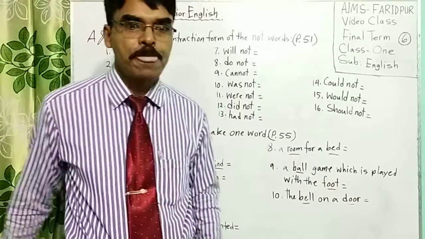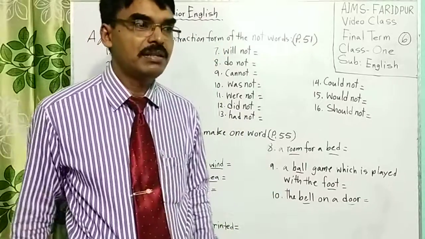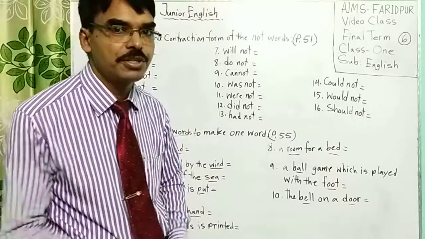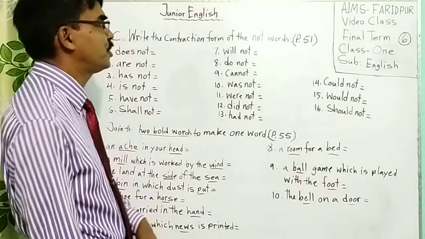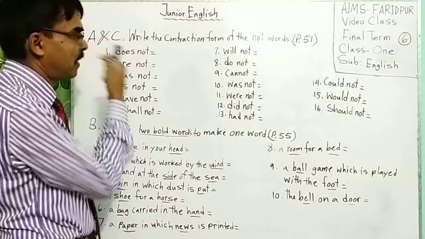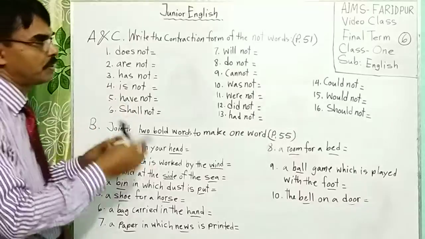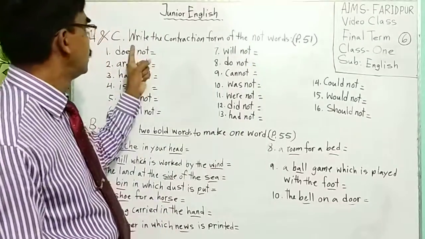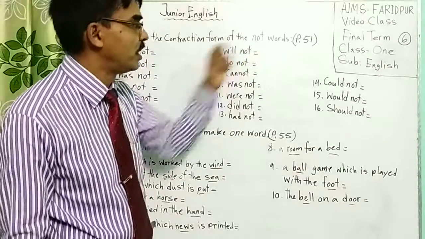Okay, please take your books, then pen, then khata, sheet, etc. Whatever you need related to these subjects. Okay, let's go to our book section. Today, Junior English sections A and C together, mixed up, and the page number you see is 51. So what to do? Write the contraction form of the not words.